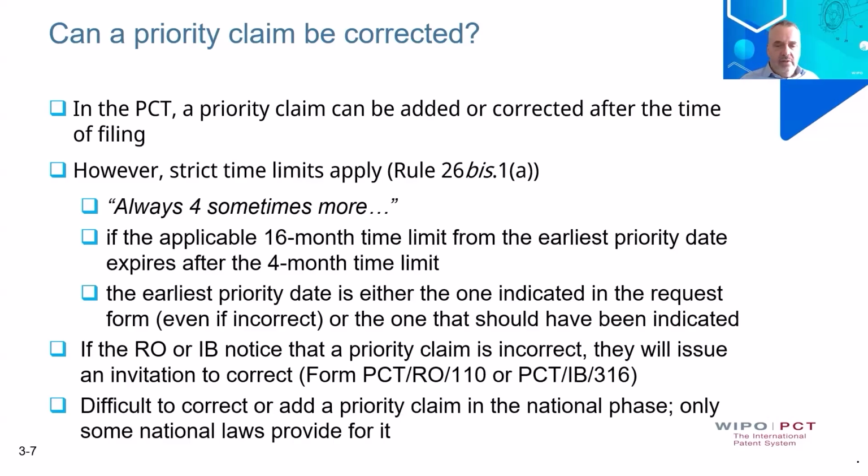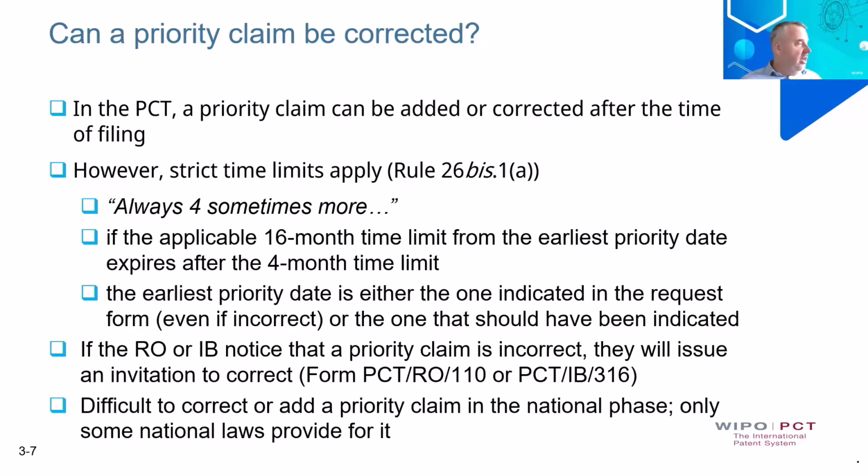Imagine the case that there's a little digit wrong in the priority number. That's not something that ROs or the IB will very easily detect. So there might be cases where you will not get an invitation, and that's unfortunate. But it also, again, goes back to the point that you really from the start need to be very careful when you add this information into the PCT request form.